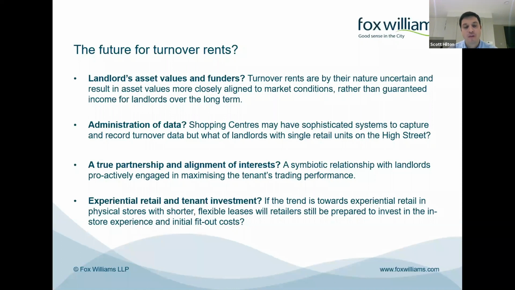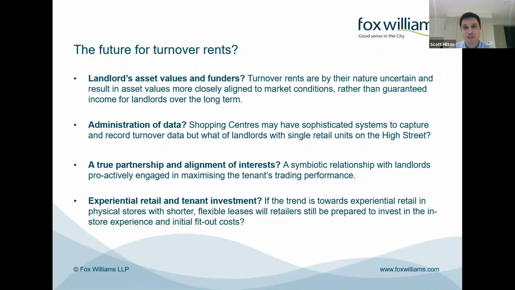Finally, there's been a lot of talk about experiential retail and tenant investment. If the trend is towards shorter, more flexible leases, query the extent to which tenants will be encouraged or minded to incur large initial fit-out costs. So there's going to have to be some, I think, balance between the income security and flexibility that I touched on earlier in the webinar.